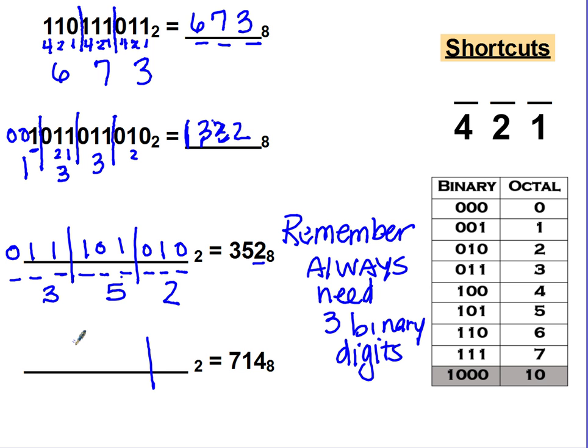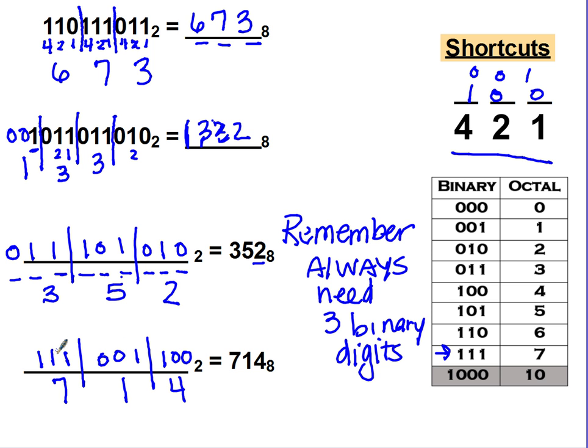And so again, I always want to make sure this is going to be 4, this is going to be 1, this is going to be 7. So if I was creating 4, that one's easy, it's just 1, 0, 0. If I'm creating 1, that one's easy, 0, 0, 1. And 7, I could also look at my table and know that's 1, 1, 1. So that's a quick and easy way of converting between octal and binary.